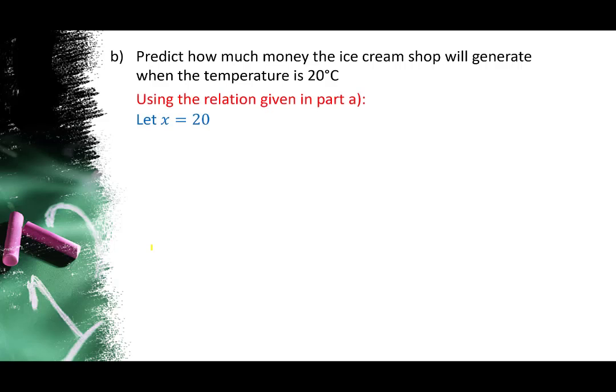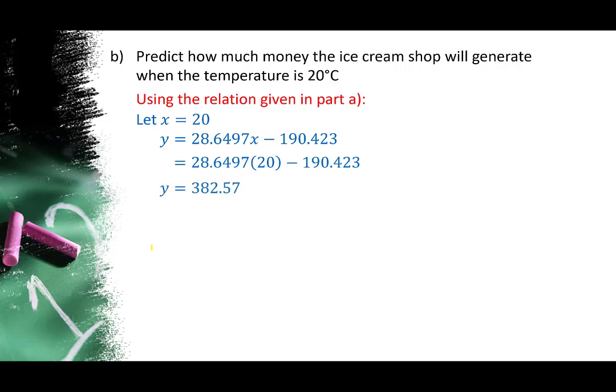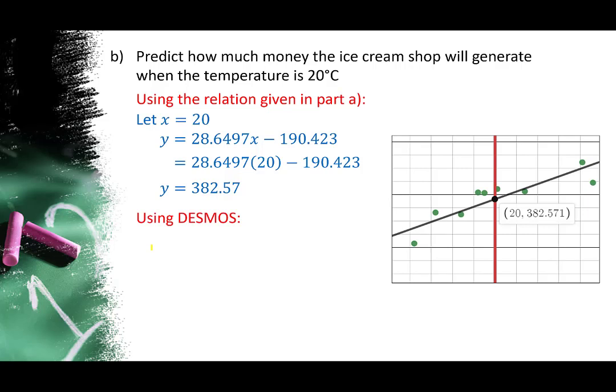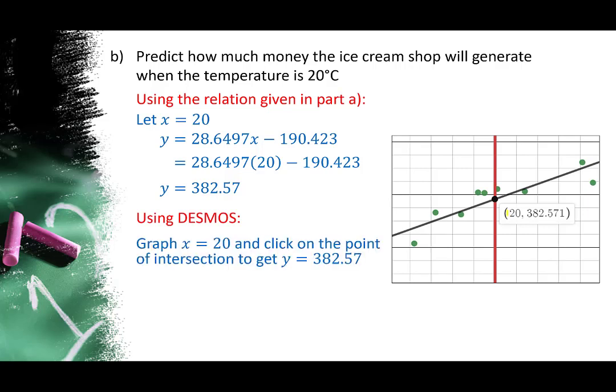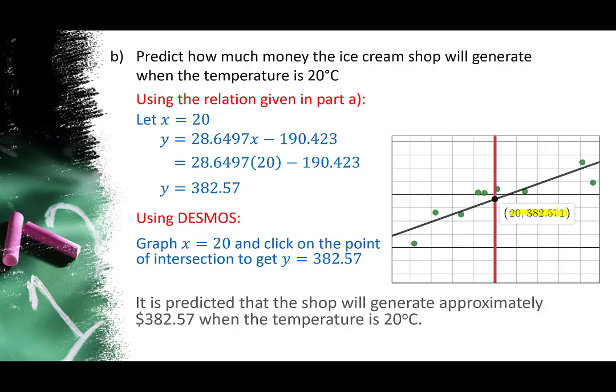So method 1, use the relation given in part A. If we sub 20 into our linear equation, we end up with $382.57. We could also use Desmos. We're going to graph x equals 20 and click on the point of intersection of x equals 20 and our linear relation. And again, we get 382.57. So it is predicted that the shop will generate approximately $382.57 when the temperature is 20 degrees Celsius.